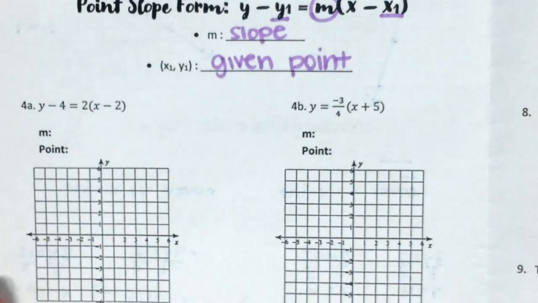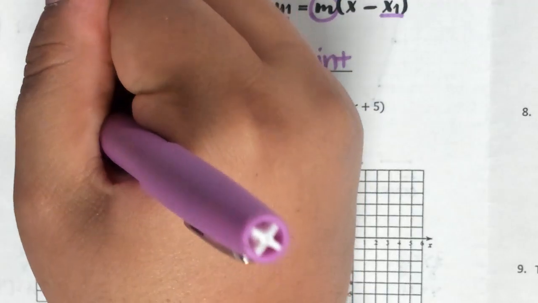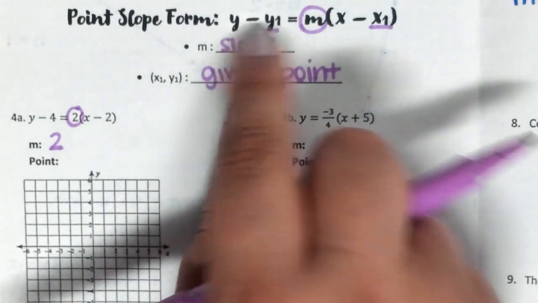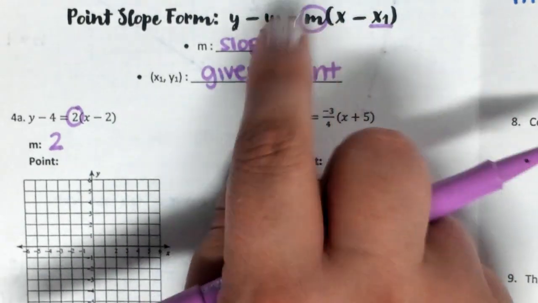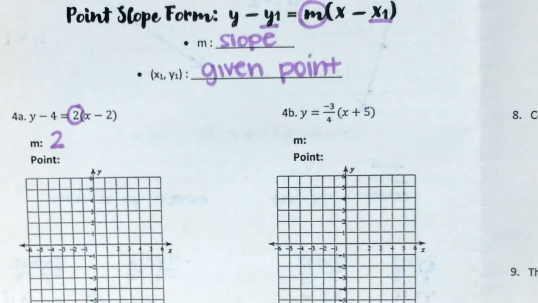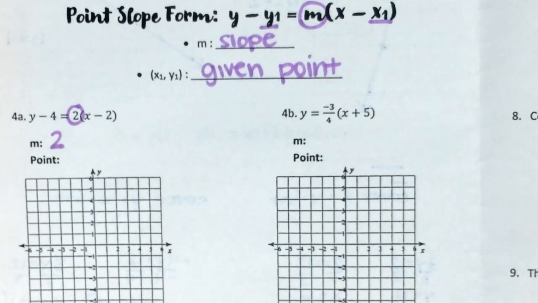All right, 4a, what is my slope? 2. Your slope is always the number in front of the parentheses in point slope form. What is the given point here? 2 and 4. And be careful. Do y'all see how the formula has minuses in front of all of them? That means opposite. So you're always going to take the opposite x and the opposite y. Also, make sure you're putting it in the right order. X comes first, then y.